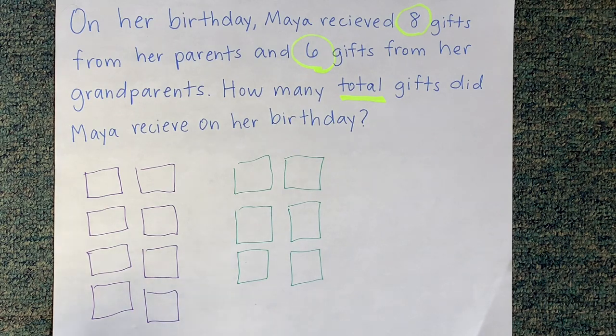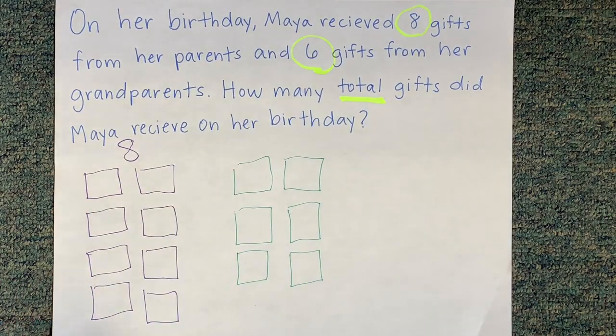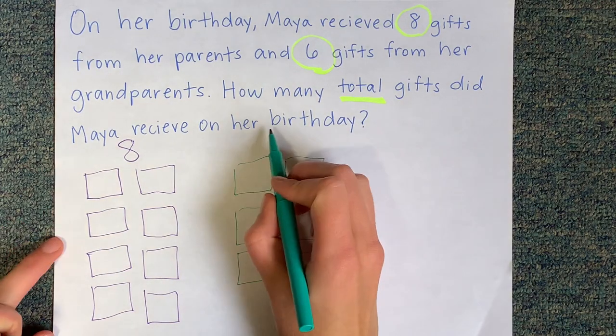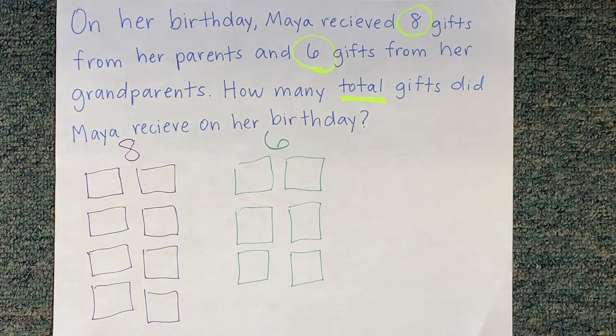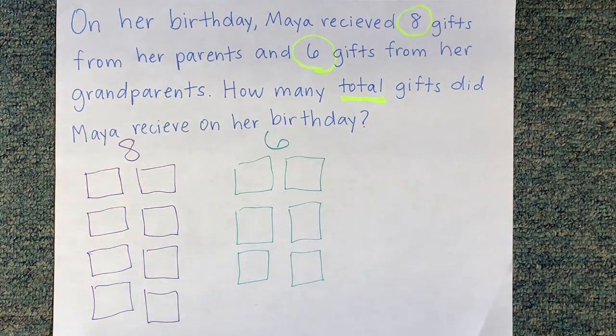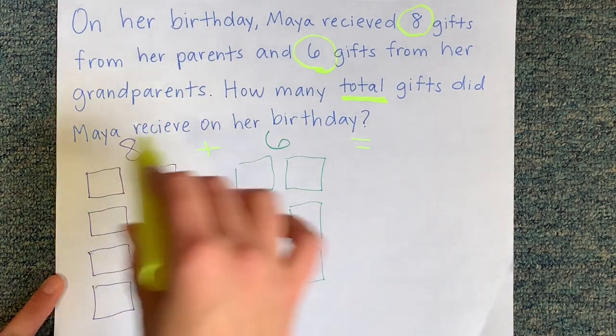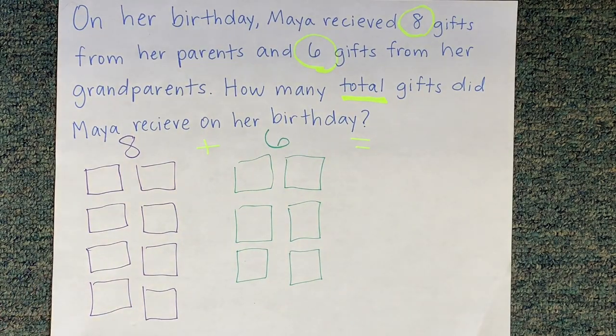And in order to make this look like an equation, I'm going to draw the numbers. So here we have 8, and here we have 6. And as we read in the problem, what we're looking for is how many total gifts did Maya receive on her birthday. And so since it says total, that means that we want to get all of the gifts, which means we're going to have to add these 2 numbers together so we can know how many total rectangles are on this page, or total gifts Maya received.